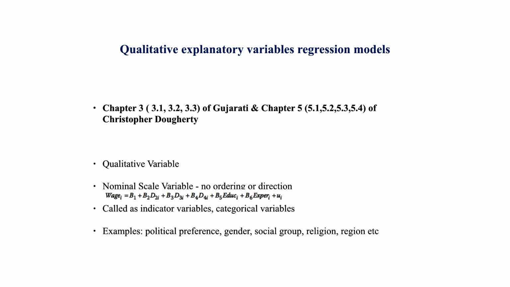Or if it is social group, like social group in India could be general or scheduled caste, scheduled tribe or OBC. So you cannot really assign a specific value to each of these different categories. Or if you think about religion, Hindu, Muslim, Buddhist, Jains, Christians, Parsis, and so many different religions you have. How do you really assign a value to them? You cannot.